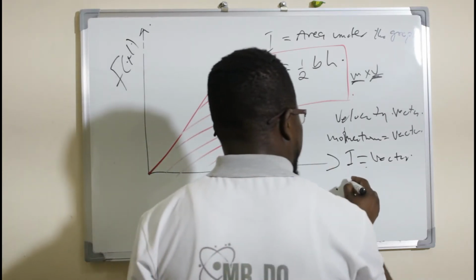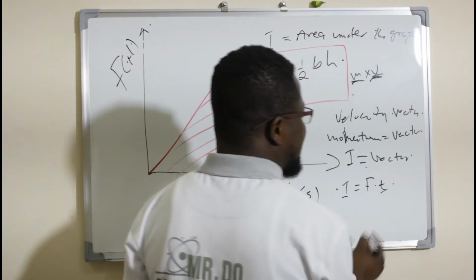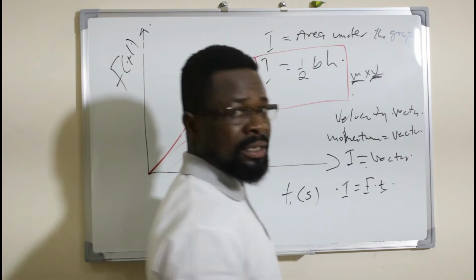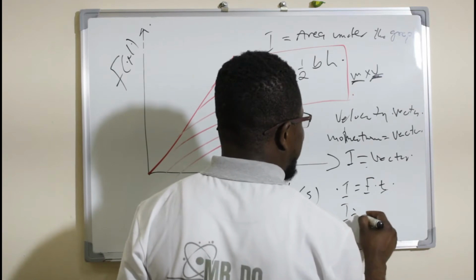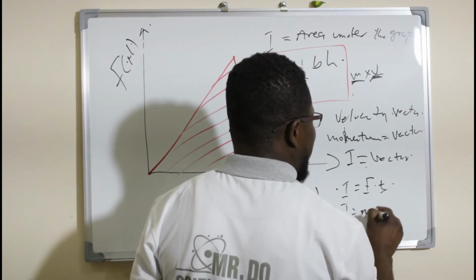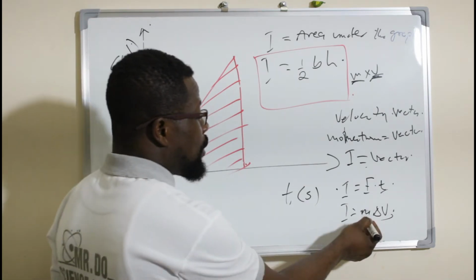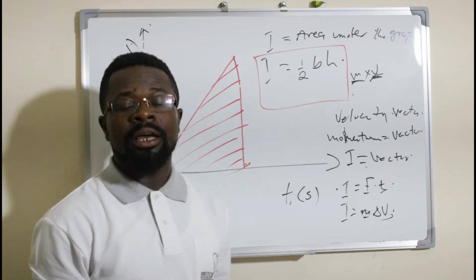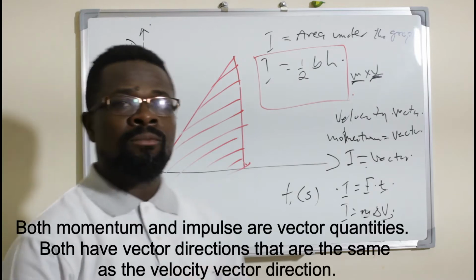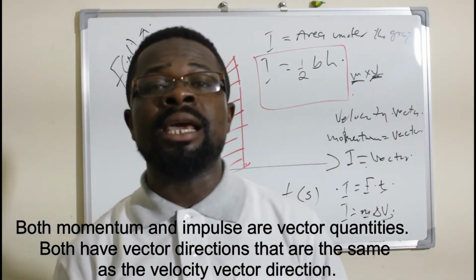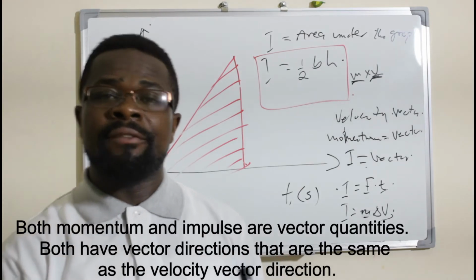Why? Because if you look at impulse, we said impulse is force multiplied by time. The time is a scalar, the force is a vector, so we should have a vector. And in terms of change in momentum, it is mass times change in v. The v is a vector. Therefore, if you multiply by a scalar, we should still have a vector. So we have established that velocity is a vector quantity, momentum is a vector quantity, and impulse is also a vector quantity.